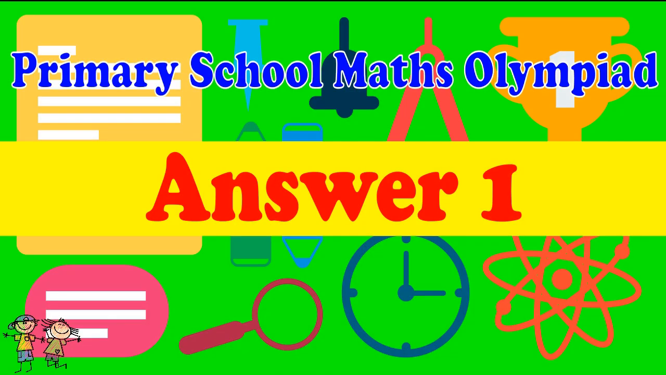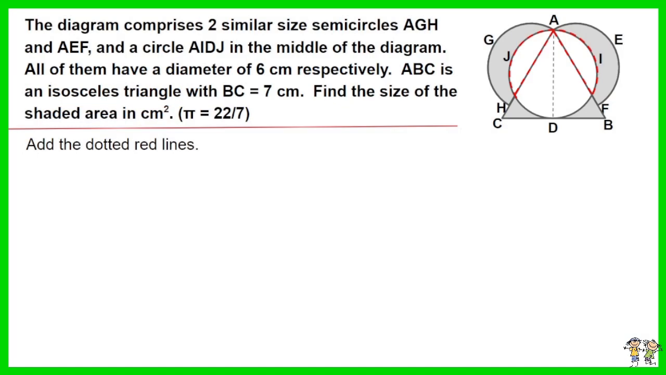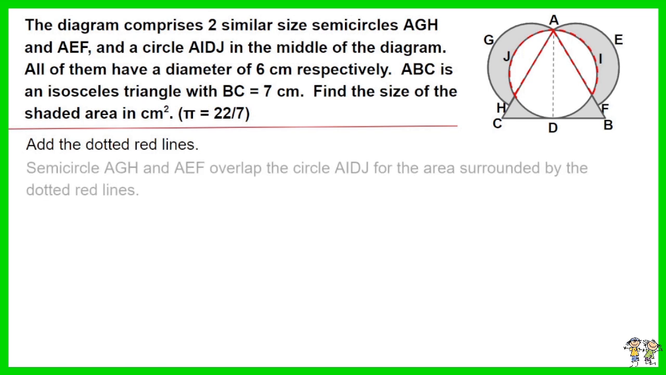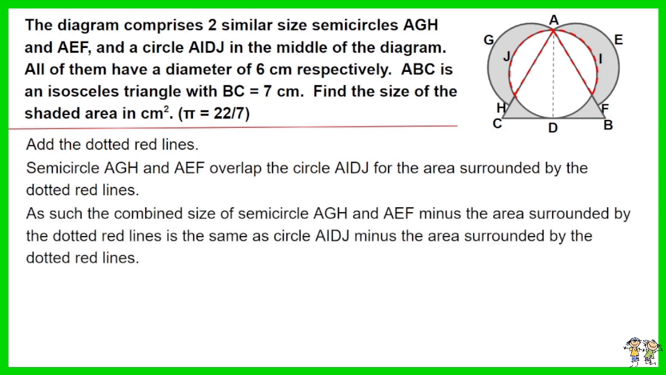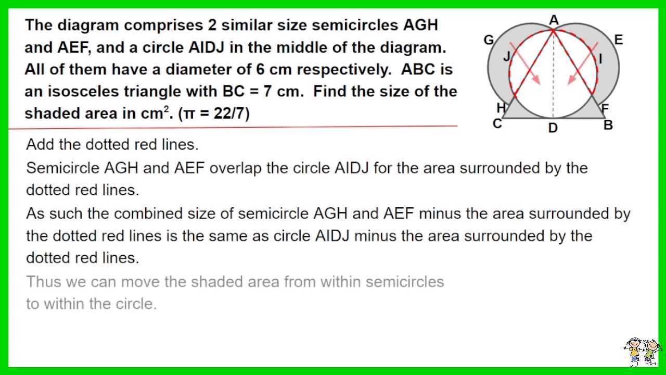Answer for question 1. Add the dotted red lines. Semicircle AGH and AEF overlap the circle AIDJ for the area surrounded by the dotted red lines. As such, the combined size of semicircle AGH and AEF minus the area surrounded by the dotted red lines is the same as circle AIDJ minus the area surrounded by the dotted red lines. Thus we can move the shaded area from within semicircles to within the circle.